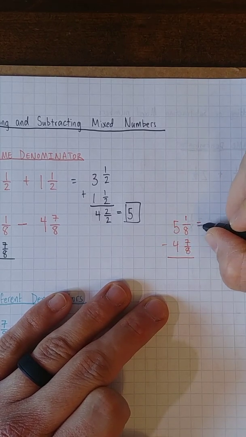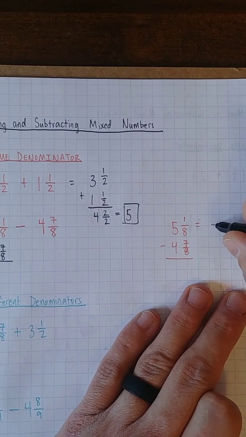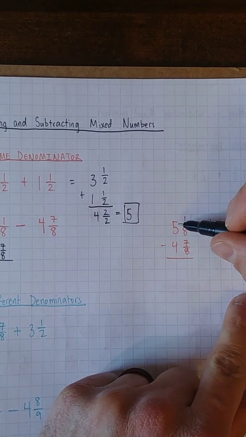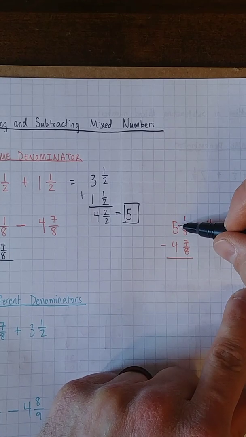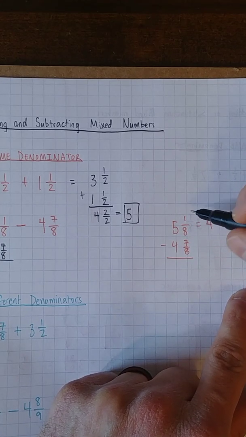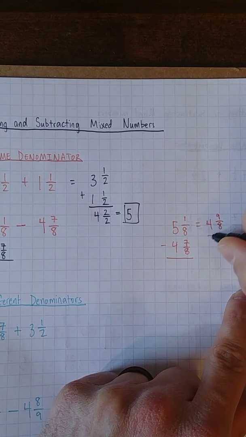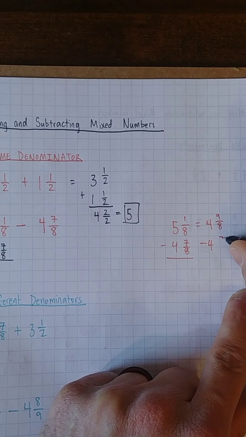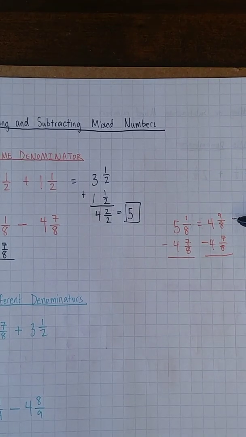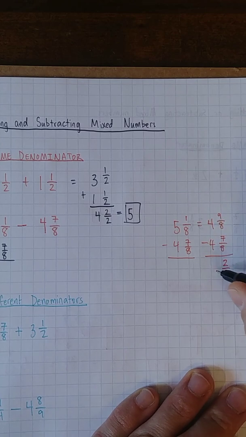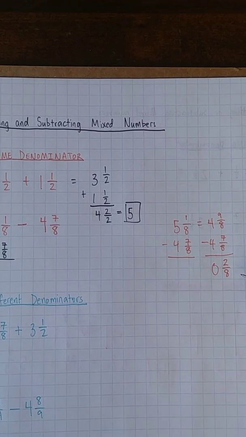Okay, and I'm going to rewrite 5 and 1/8 as 4 and... I took one of my wholes and I turned it into 8/8. So this would be 8/8 plus 1/8, so it'd be 4 and 9/8 minus 4 and 7/8. And so hopefully now you can see why I did that. Now I'm ready to subtract. 9/8 minus 7/8 would be 2/8. And 4 minus 4, of course, would be 0. So now I'm almost done.